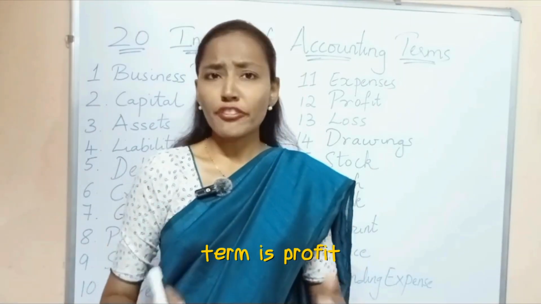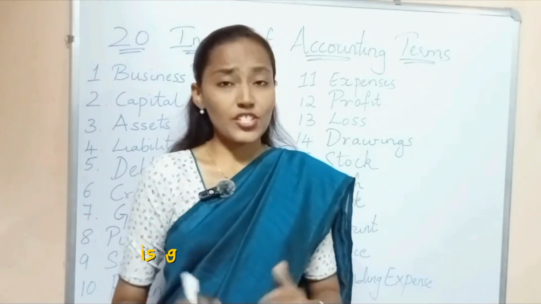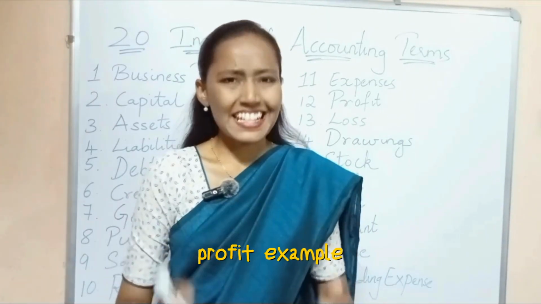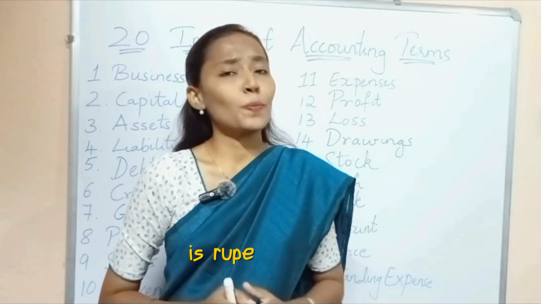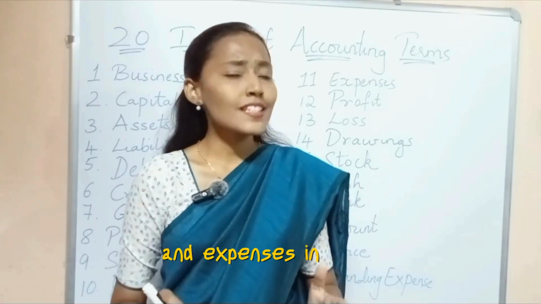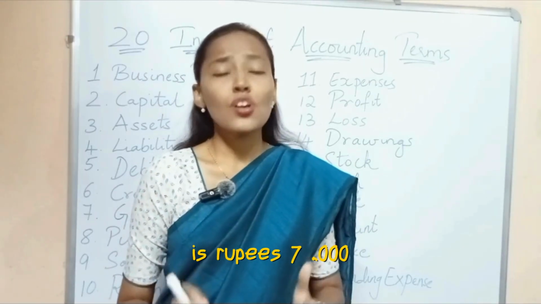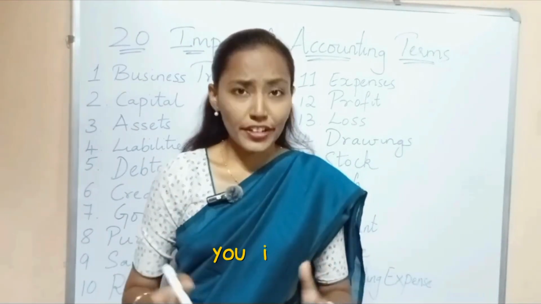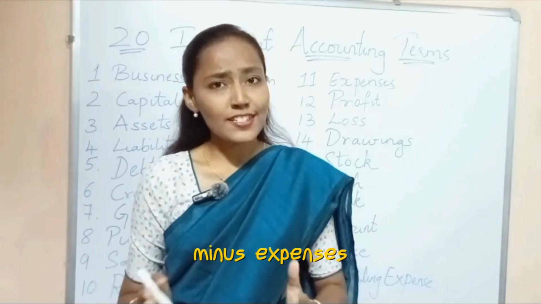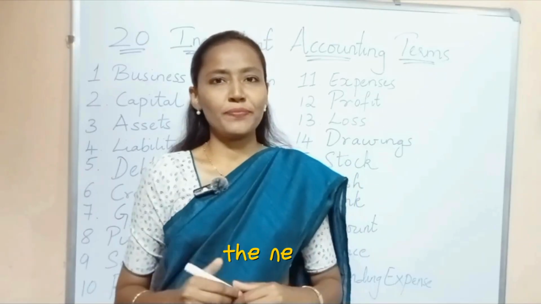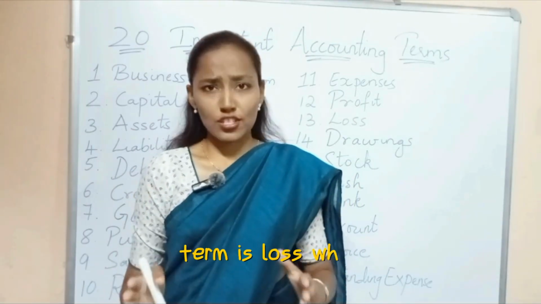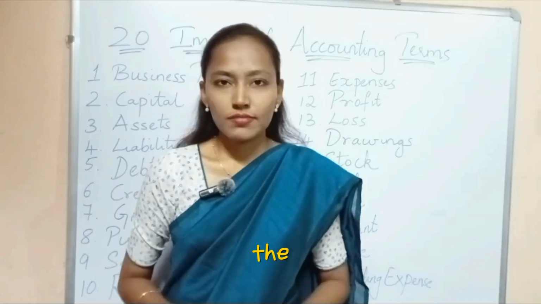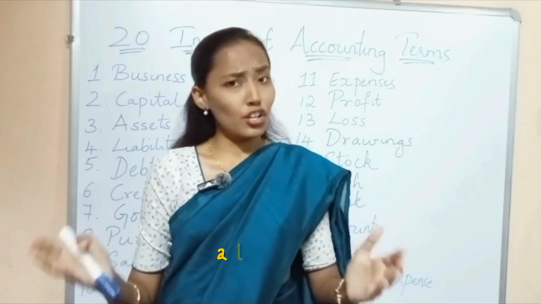Next term is profit. When revenue is greater than expenses, the business earns profit. Example, if income is rupees 10,000 and expenses incurred is rupees 7,000, so the profit here is rupees 3,000. So here, income minus expenses, you get profit. The next term is loss. When expenses are greater than revenue, the business suffers a loss.